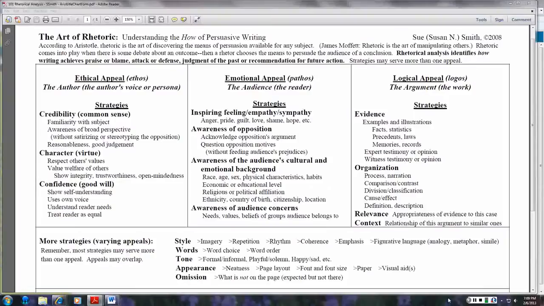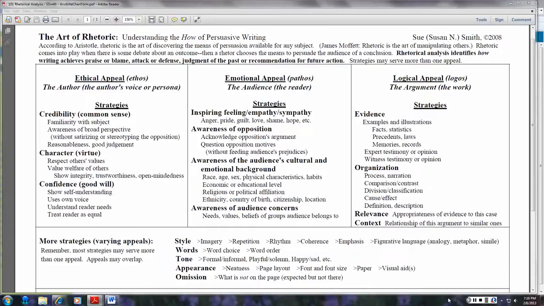And going back to Sue Smith's handout, The Art of Rhetoric, look at the appeals. Ethical appeals: credibility, character, confidence. Emotional appeals, where we inspire feeling: our awareness of the opposition, our awareness of the audience's cultural and emotional background and finding common ground there, our awareness of the audience's concerns. And then always, logic is the starting point.